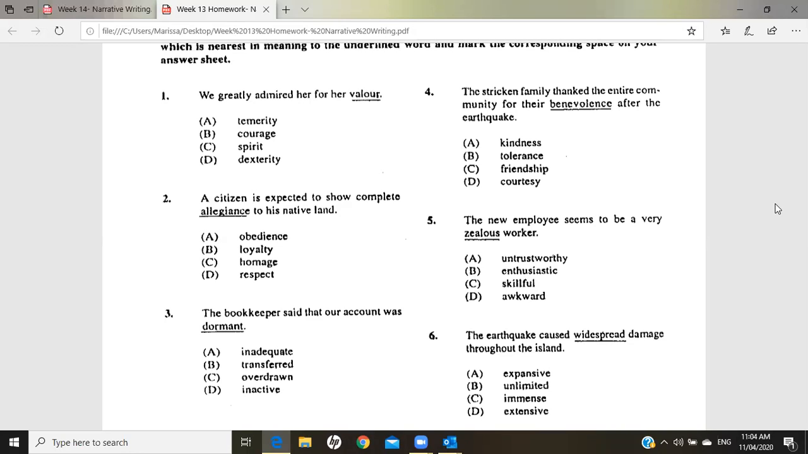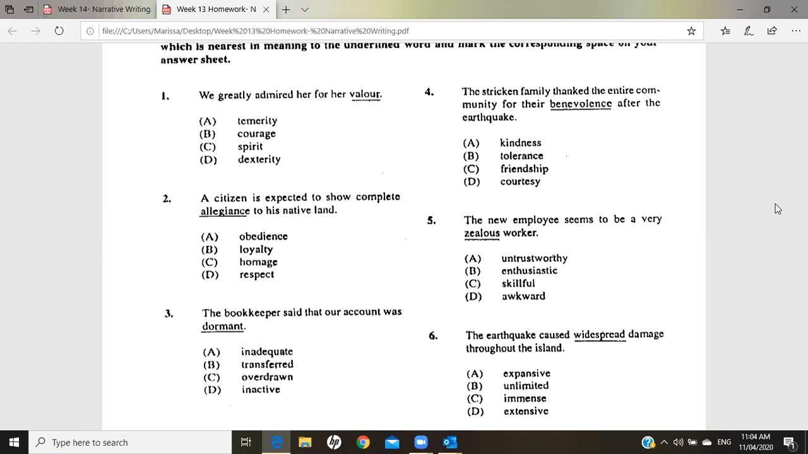No, Sushmita, I want you to give me the answer for number two. It wasn't D. There was a better answer. B, loyalty. Yes, the answer was B, loyalty. Good. Number three. The bookkeeper said that our account was dormant. D, inactive. Yes, D, inactive. Good. Number four.